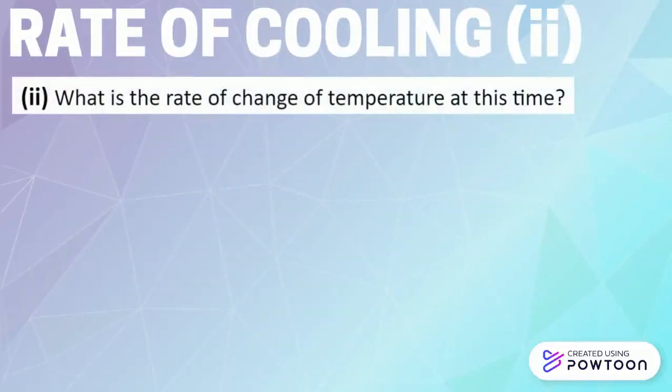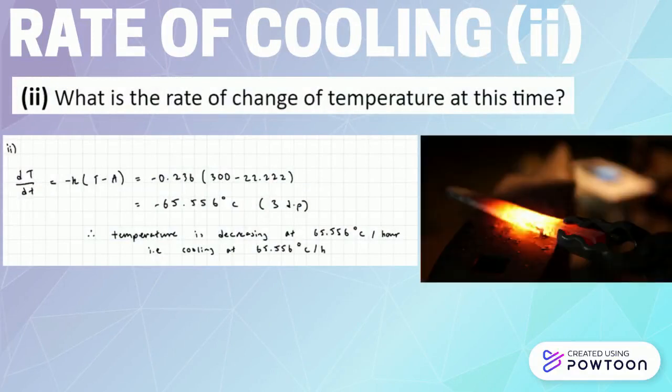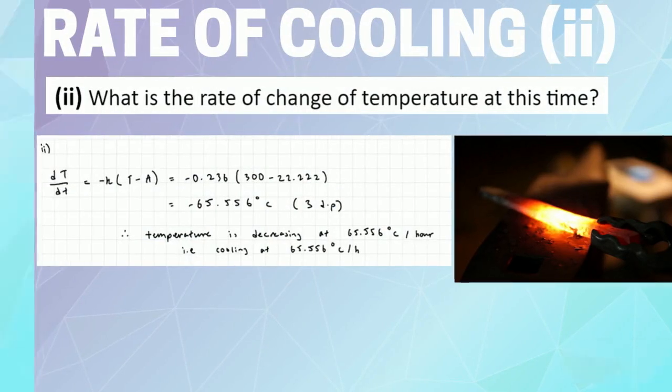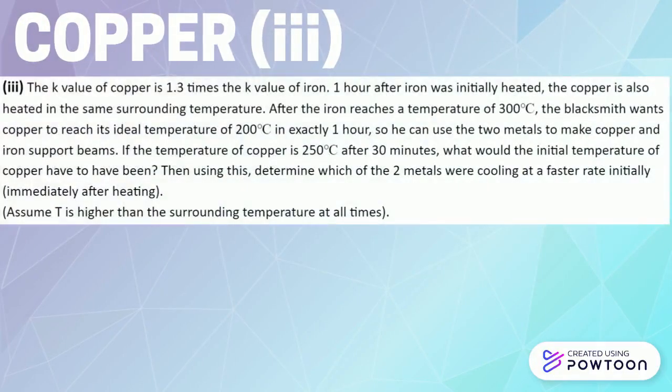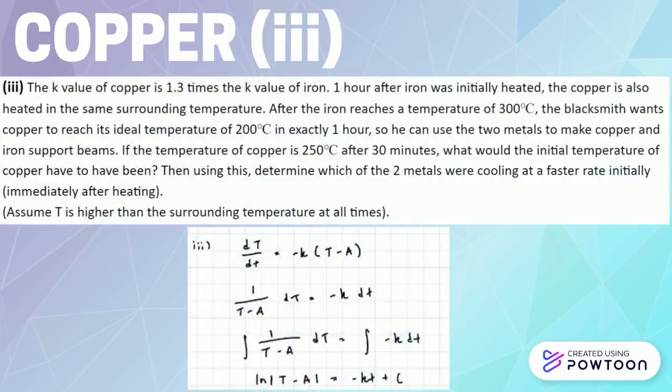The rate of cooling can be found simply by substituting the temperature, 300 degrees Celsius, and the constant values to find that it is cooling at 65.556 degrees per hour, suggesting that the metal should be worked with quickly once it hits this temperature. We begin by trying to find the temperature of copper, rearranging the differential equation again to have all temperature variables on one side, then integrating, then removing the absolute value sign once again, as the metal's temperature is higher than that of the surroundings.